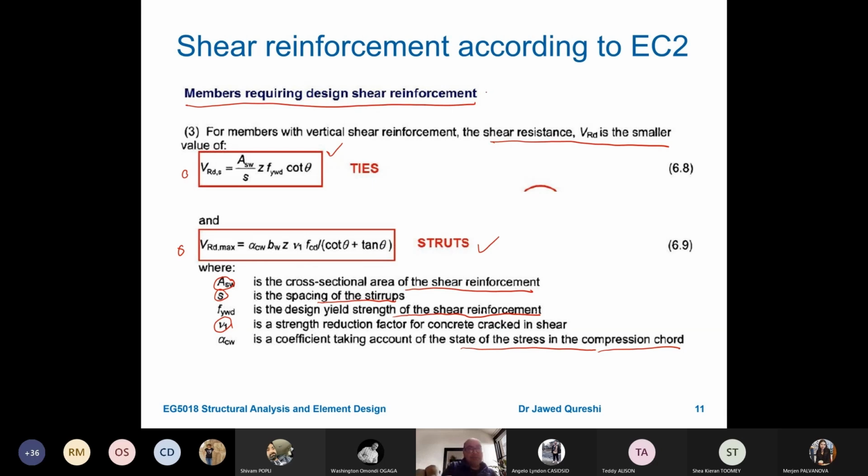So if reinforcement is required, you have to find these two values, and VRd should be the smaller of these two values. Now this theta, you will ask, what does it mean? Where do we get this?